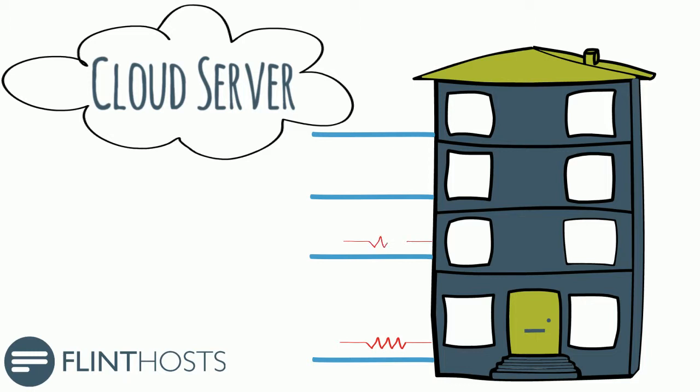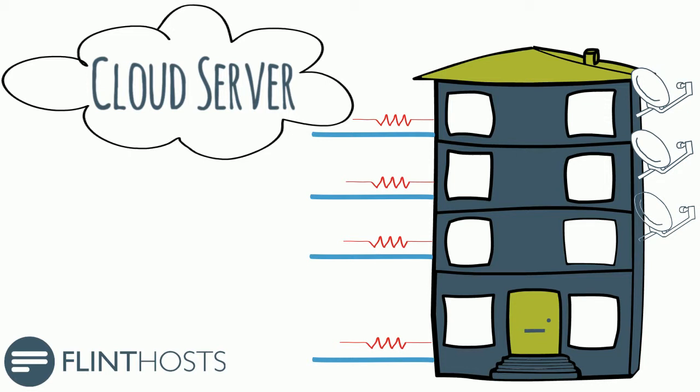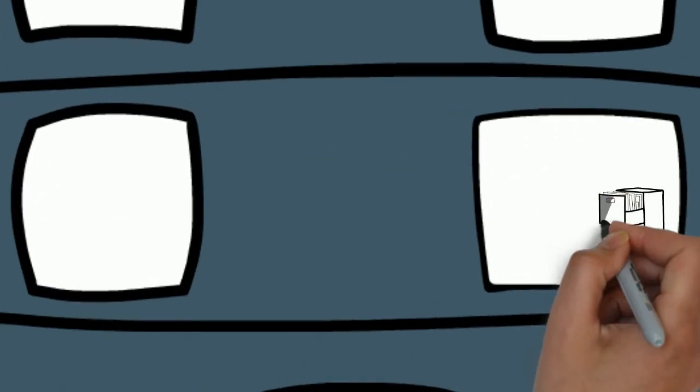Even though luxury apartments share the same block, like houses, they have their own water, their own power, their own rooms. None of these are shared with other apartments. They are for the exclusive use of the occupant, so they're always available. Flint Hosts cloud servers work the same way. Rather than one small server servicing just one user, a massive server is split into many virtual servers. Each virtual server has its own resources, operating system, and software. The resources aren't shared with any other virtual servers.